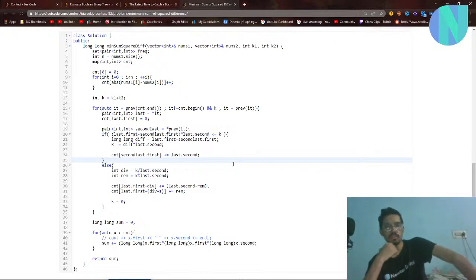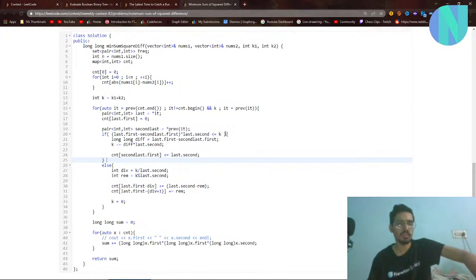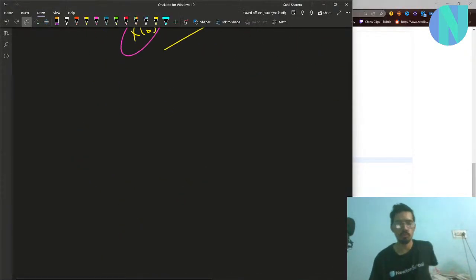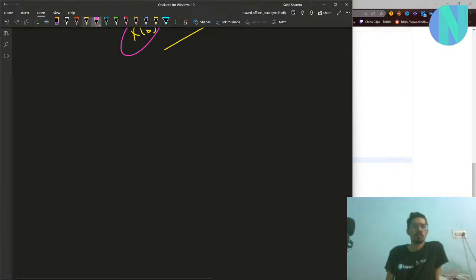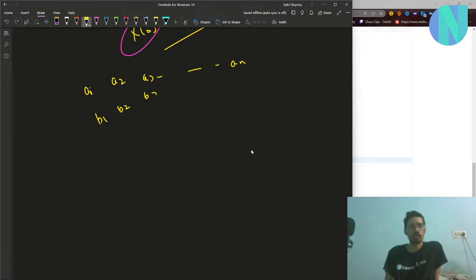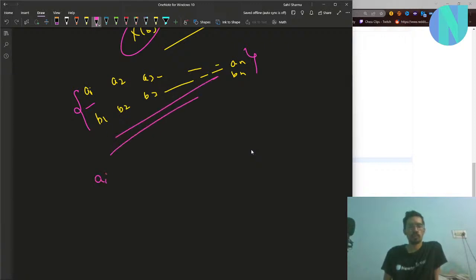So long diff is equal to last dot first. Here the problem is simple enough. If you want to solve the third problem, I have a1, a2, a3, and so on up to an, and b1, b2, b3, and so on up to bn. First of all, I only care about the difference, so I will not keep two separate arrays. I will create a new array and I will just work on the absolute difference of ai minus bi, right?